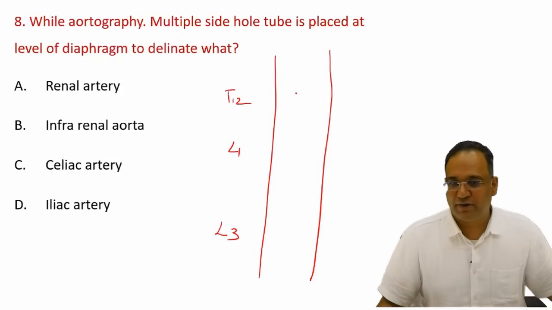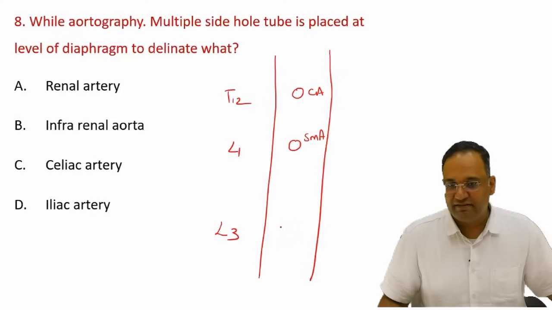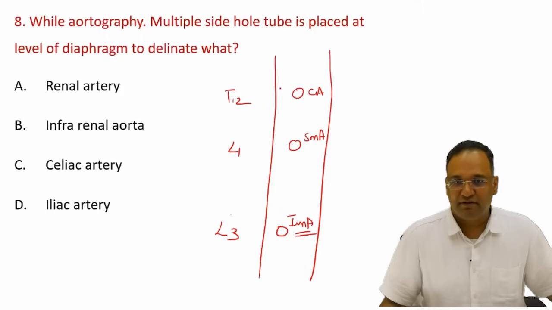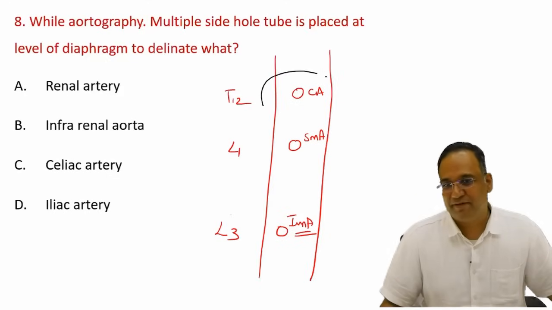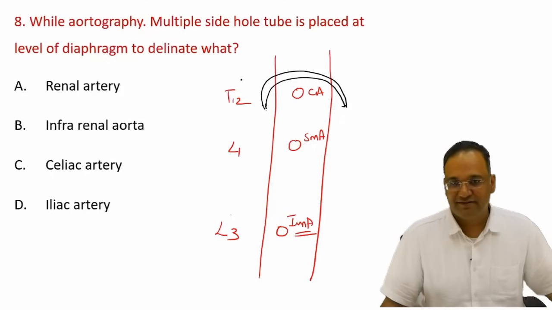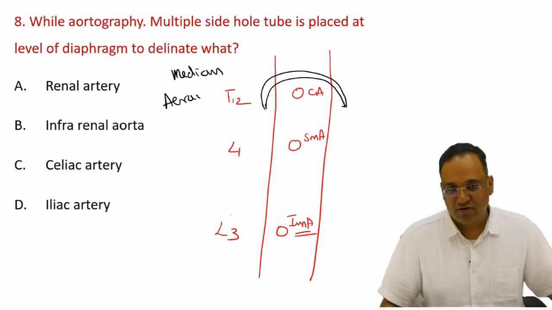See, there are 3 ventral branches of the aorta. What are the 3 ventral branches of the aorta? Celiac axis at T12, superior mesenteric artery at L1, and inferior mesenteric artery at L3, correct? So the diaphragm forms the roof of the aortic hiatus, the diaphragmatic opening. And you know what forms the roof of the aortic hiatus in the diaphragm? The median arcuate ligament.